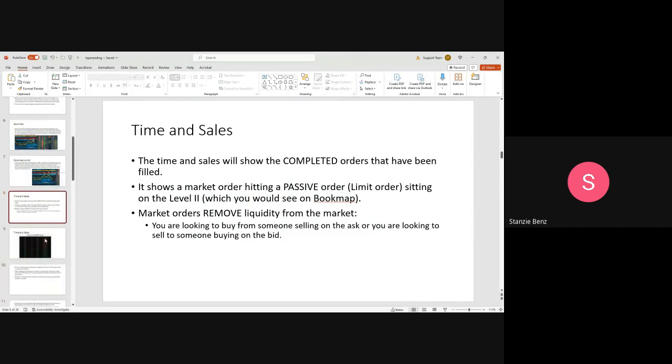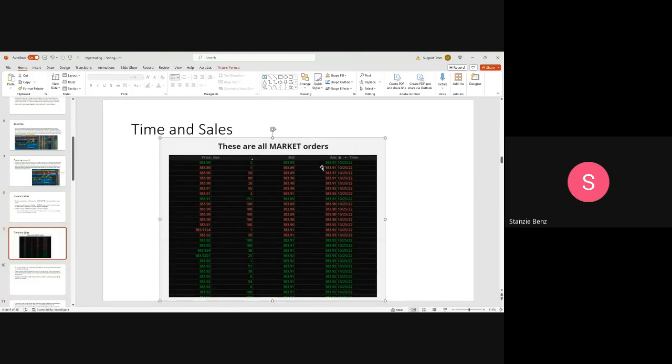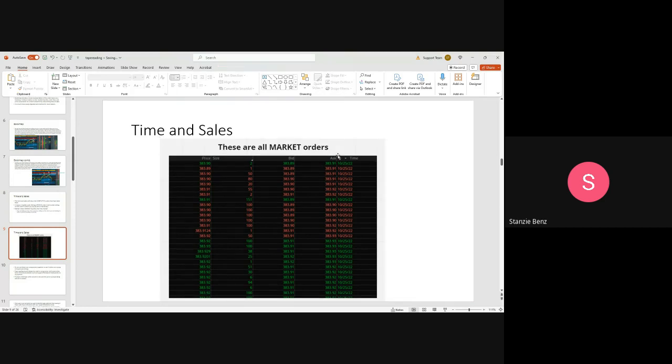Okay. So here's a picture of how time and sales looks on Thinkorswim. So these are all market orders. You see the price that the order was filled at, you see the size, the amount of shares that were filled at that price. Now, you don't need to multiply this by 100. This is the actual amount. So this is not 5,000. This is 50. 50 shares were sold at 383.9. And then the time is irrelevant.